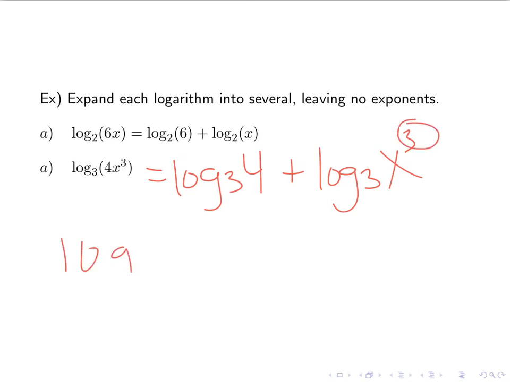So I'm going to use the fact that an exponent comes out as multiplication. Okay. But again, you have to be careful with the order of operations. It's, again, kind of backwards. If I was plugging something into 4x cubed, I would do the power first and then multiplication. But when I'm breaking it apart, I have to go backwards. I have to break apart the multiplication and then break apart the exponent.